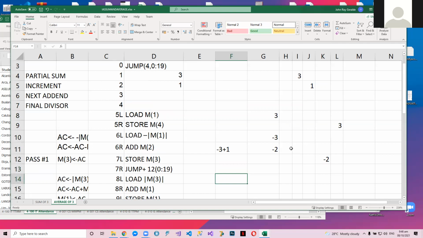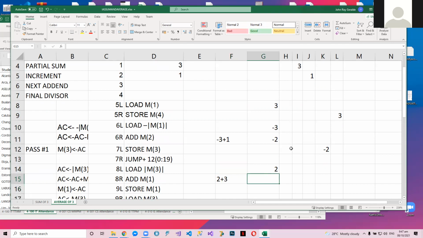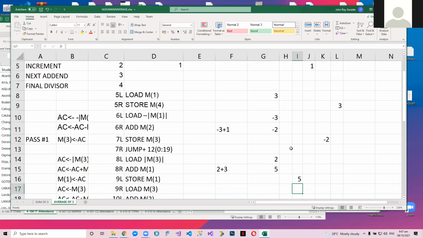Load absolute of M3. So we have 2. No? So this will be add M1. So we'll have load absolute of M3, which is negative 2, so 2. M1 is 3. So we'll have 2 plus 3. So this becomes 5. We store M1. So this becomes 5. Do you follow?